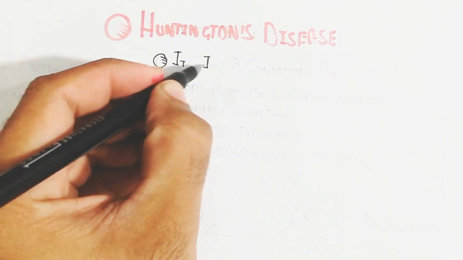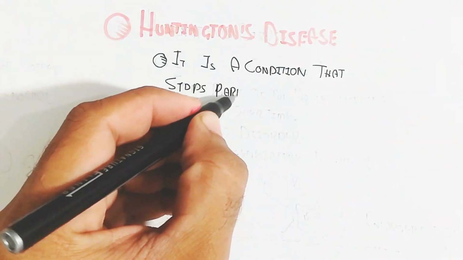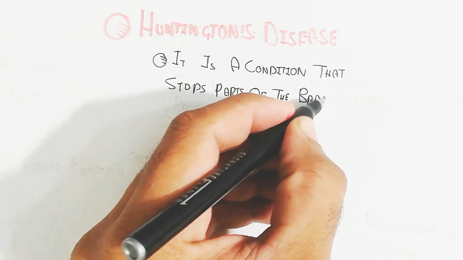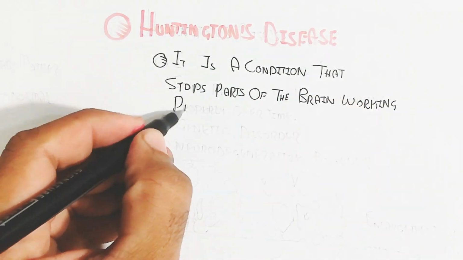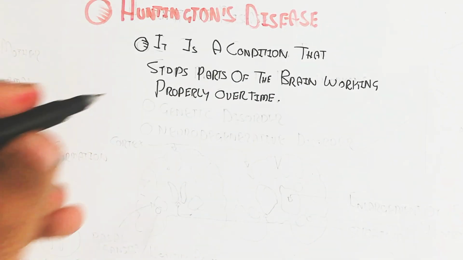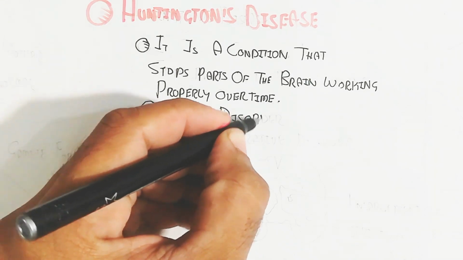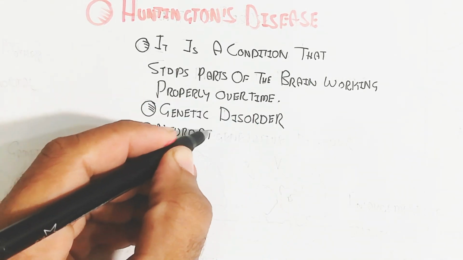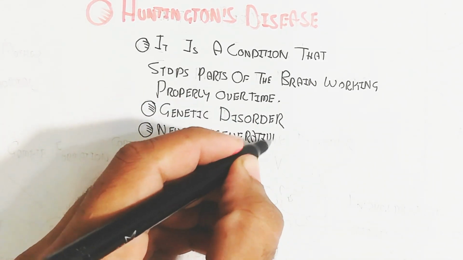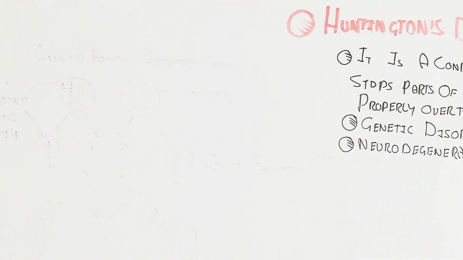So let's begin to understand. It is a condition that stops parts of the brain from working properly over time. It is a genetic and neurodegenerative disorder, in which the nerves will be damaged completely. The ganglia are present in the brain, so the brain is involved.